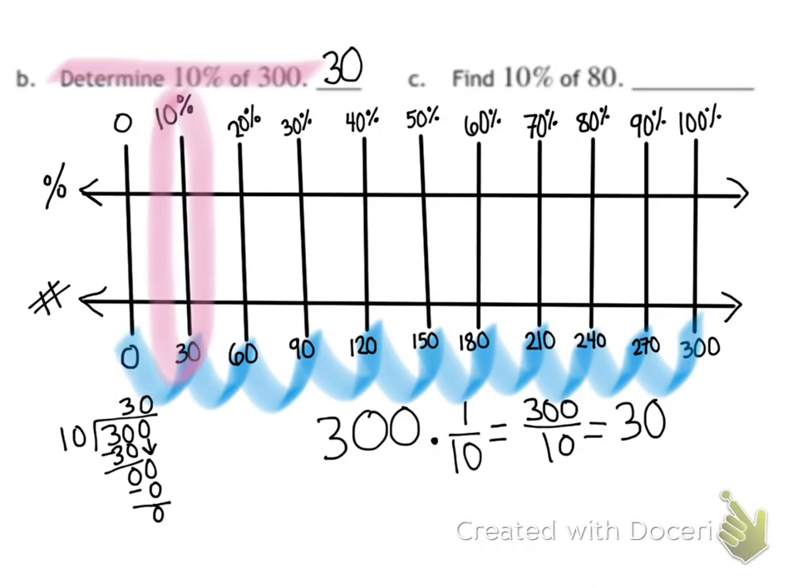Another way to do this, I apologize, I went too fast, is by multiplying 300 by 1/10. That's the way we read it, 10% of 300. 300 times 1/10 gives you 300 over 10, which reduces to 30. So there's two different ways to get the answer 30. Again, you do what works best for you. I always try to show you different ways so that you find the way that makes sense to you.